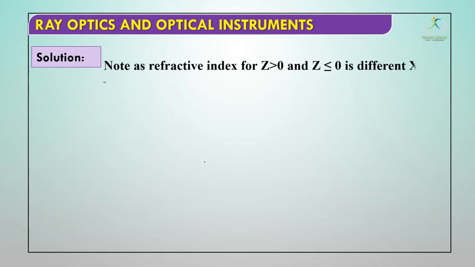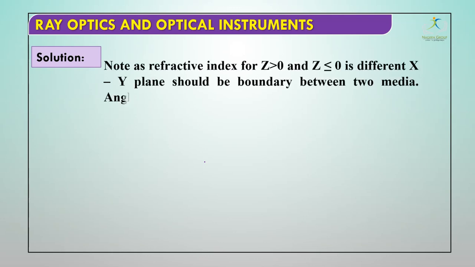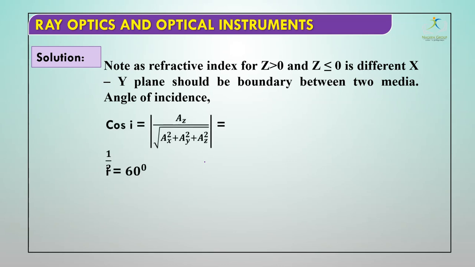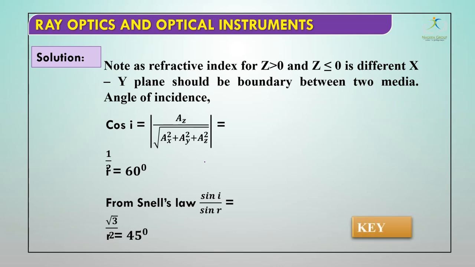Solution which we have: note the refractive index for z greater than 0 and z less than 0. A different xy plane should be the boundary between two media. Angle of incidence: cos I is equal to, we get this value of I which is 60 degrees. From Snell's law, sin I by sin R is equal to root 3 by 2. So the value of R becomes 45. According to this, the correct option for this question is 1.